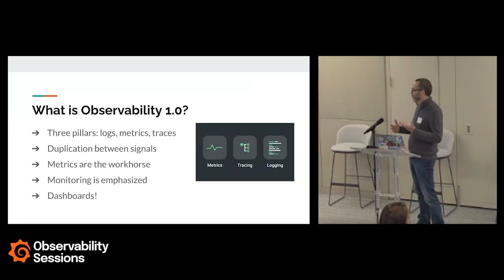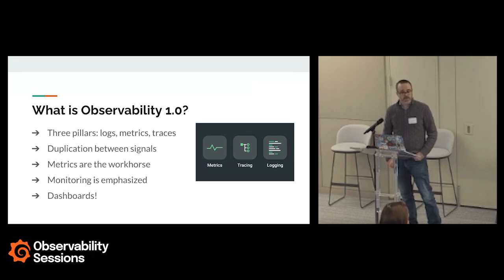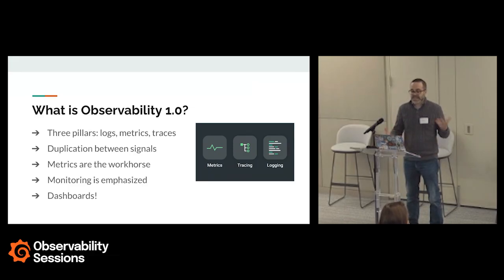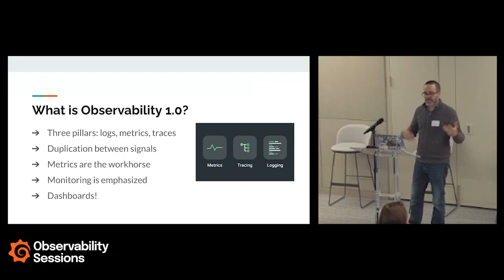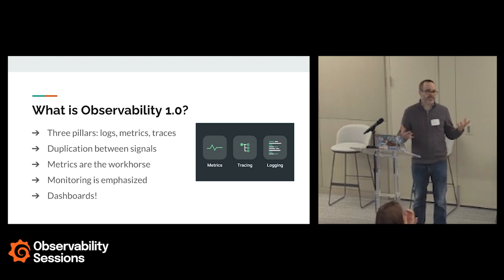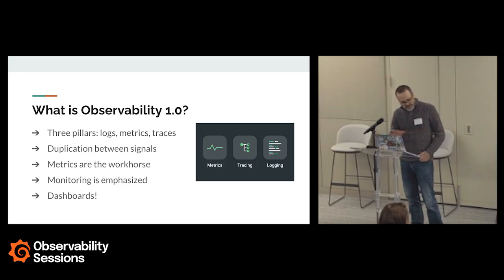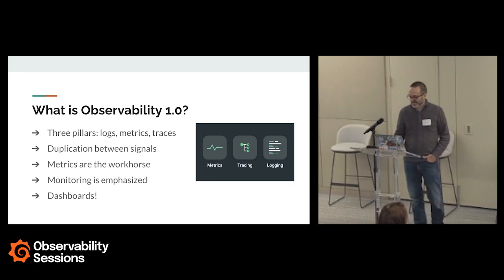So first, let's contrast it with Observability 1.0. This is Charity's definition. So this is centered around the 3 pillars: logs, metrics, and traces. You really have a lot of duplication between the different signals. You might have traces and logs representing the same events, or metrics summarizing the same events. And metrics is really kind of the workhorse of the Observability 1.0 paradigm. It's much more about monitoring, so knowing when things go wrong, than it is about a deep understanding of a system. And dashboards are probably maybe the most common symbol, I think, of Observability 1.0.